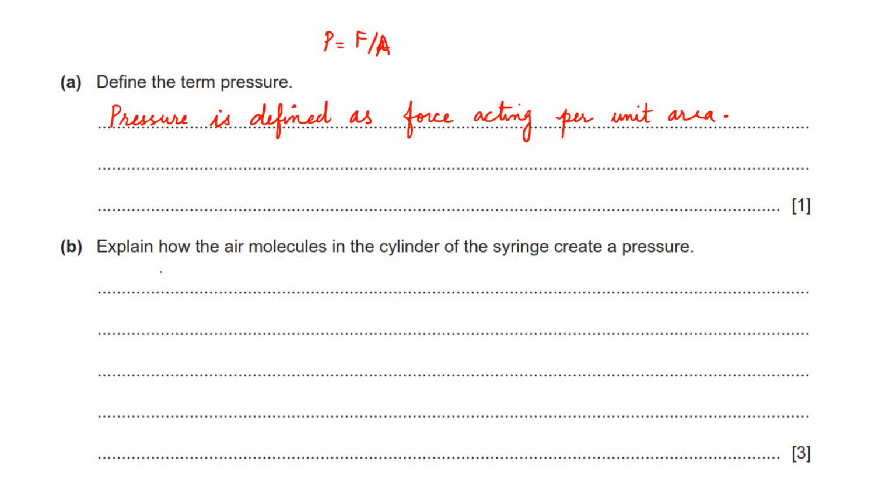Okay. Then part B, it says explain how the air molecules in the cylinder of the syringe create a pressure. So the air molecules trapped inside the syringe are moving at random, and they possess some kinetic energy. They strike the walls of the syringe, and when striking the walls, they exert a certain force across those walls, and those forces acting per unit area eventually turn into a pressure acting on the syringe. So let's write it out.